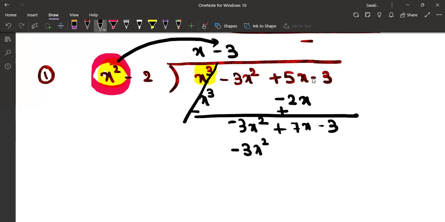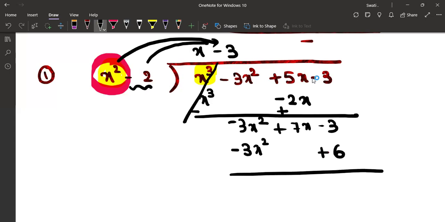And then what is this minus 2 into minus 3? Will it not become plus 6? Minus 2 if multiplied by minus 3, it will become plus 6. Write down below the number only. So it's plus 6. And then subtract this. Is it clear, Manu?